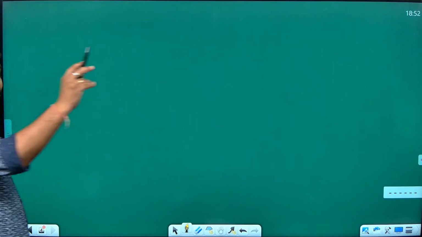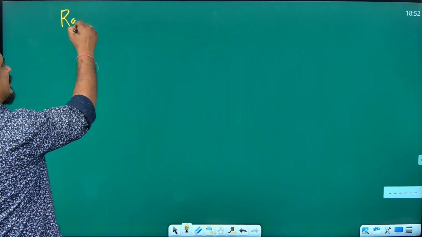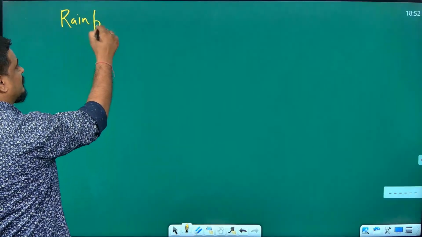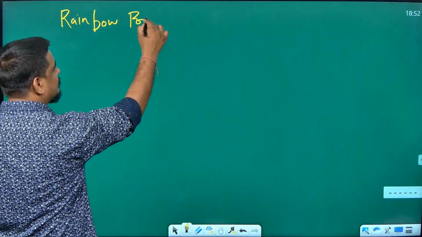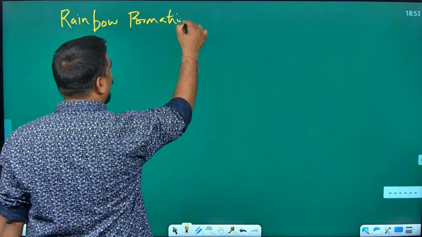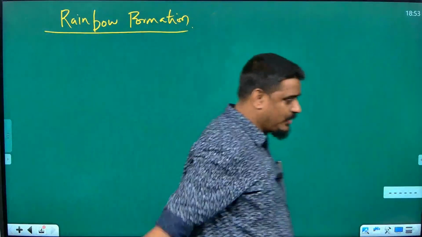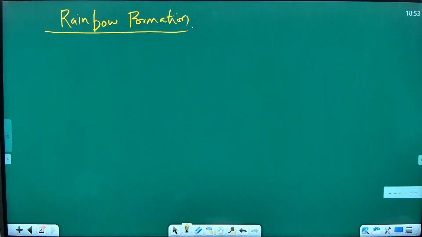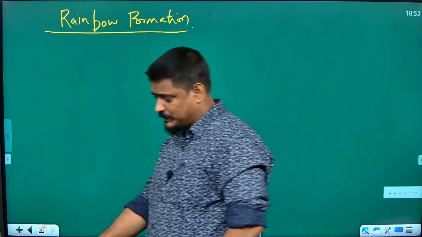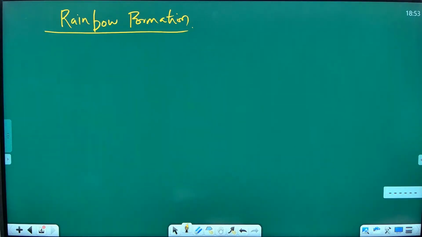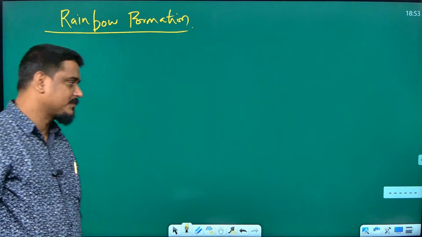So next is, give the heading as rainbow formation. Now this is something which is there in the portion. Rainbow formation. So, how does it take place? Please pay attention. 2 minutes of time, then I will give time for writing.